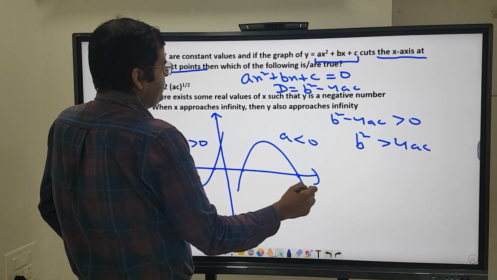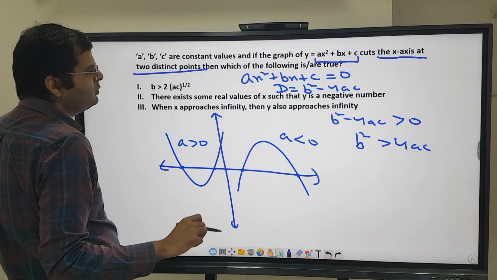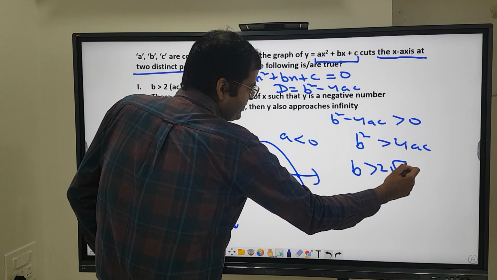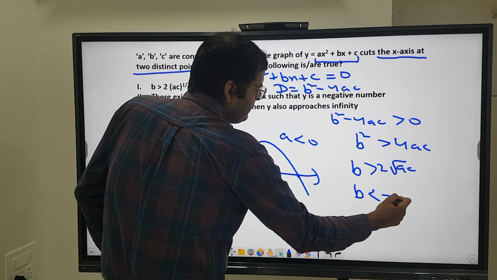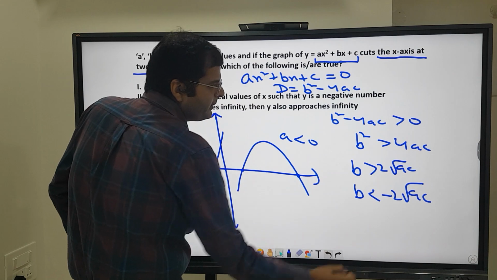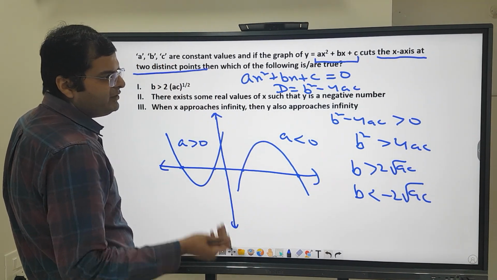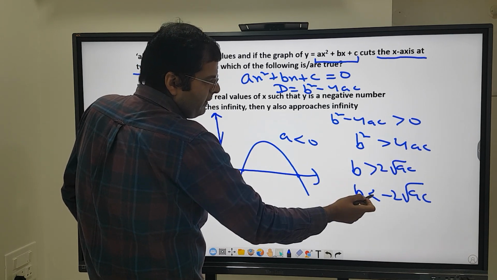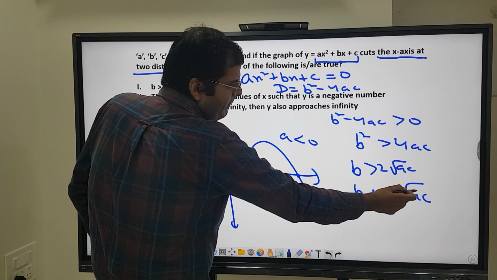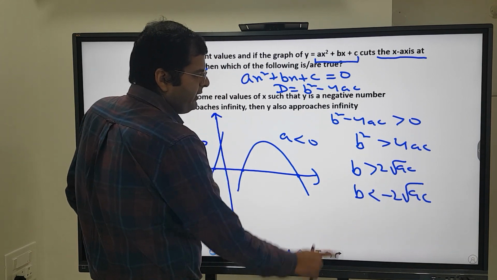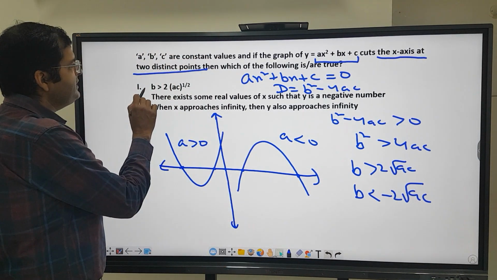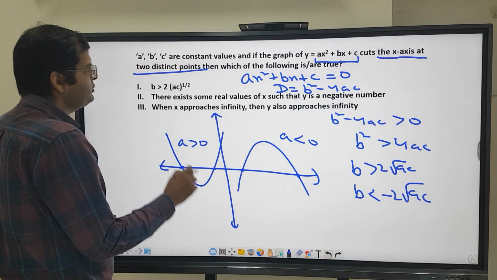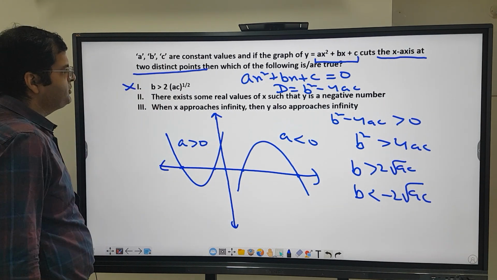Now if b square is greater than 4ac, the first option says that b is greater than 2 under root ac. If b square is greater than 4ac, either b is greater than 2 root ac or b is smaller than minus 2 root ac. This is also possible, because b square has to be greater than 4ac here. If I take the square root, b is greater than 2 root ac is true, but over here b can also be less than minus 2 root ac. So is b always greater than 2 root ac? No, because there is also this possibility where b can be less than minus 2 root ac. So is this true always? No. So option 1 is ruled out.